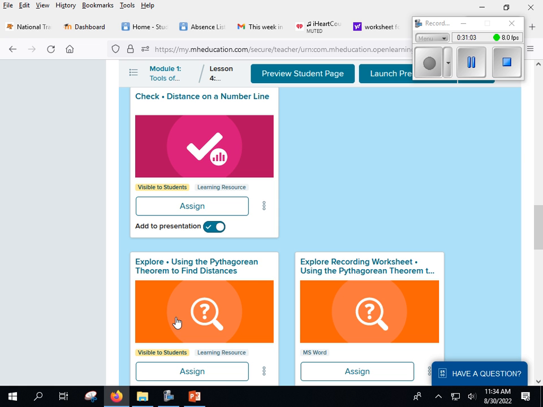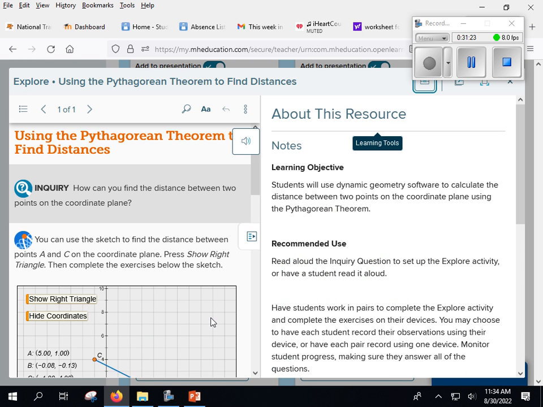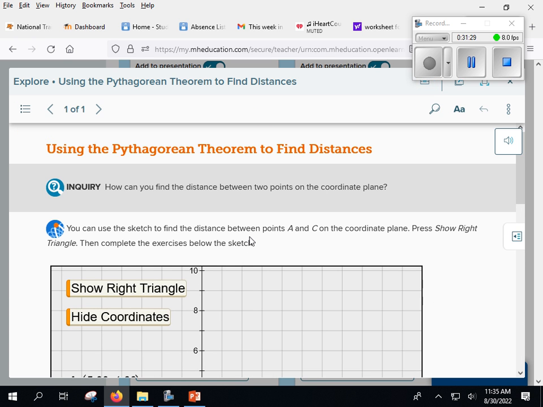What we're going to cover today, the formula that we're going to cover, comes from Pythagorean's theorem. It's derived from Pythagorean's theorem. What you're going to look at here when you click on this explore, so click on that. I think mine looks different than yours. Yours doesn't have all this extra stuff out here, does it? No. So it's going to look something like this. It says you can use the sketch to find the distance between two points A and C on the coordinate plane. So if I scroll down here, now I'm going to make it full screen.